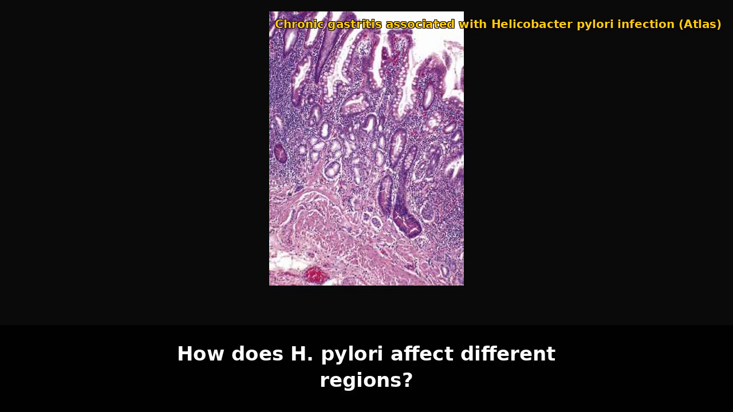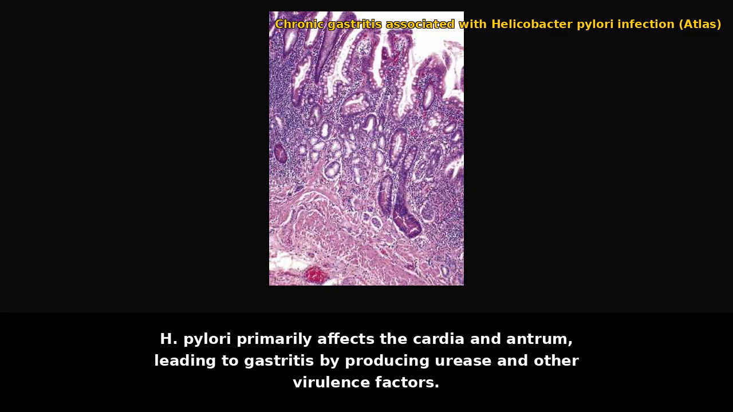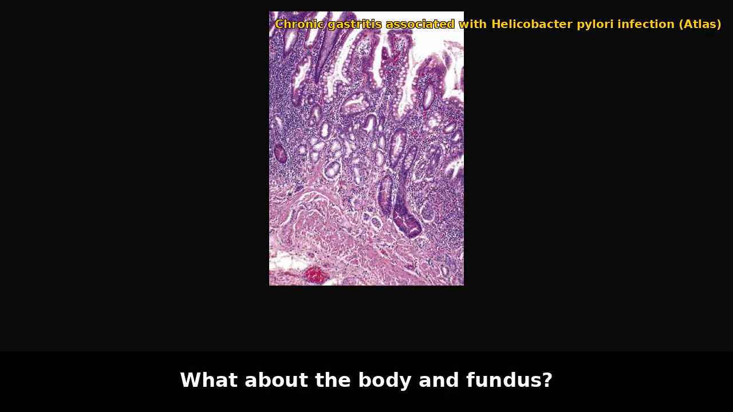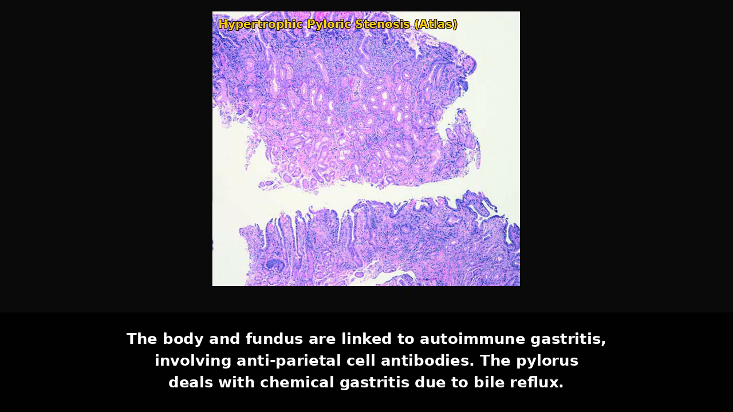How does H. pylori affect different regions? H. pylori primarily affects the cardia and antrum, leading to gastritis by producing urease and other virulence factors. What about the body and fundus? The body and fundus are linked to autoimmune gastritis involving antiparietal cell antibodies. The pylorus deals with chemical gastritis due to bile reflux.